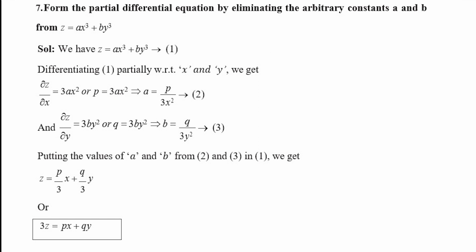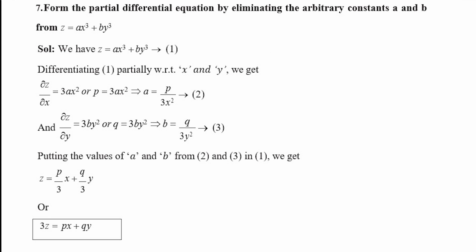Similarly, you have to differentiate equation number 1 partially with respect to y. We get ∂z/∂y equal to 3by square, or q equal to, substitute the notation ∂z/∂y equal to q equal to 3by square. From this, b value equal to q by 3y square. Substitute a and b value in equation number 1.